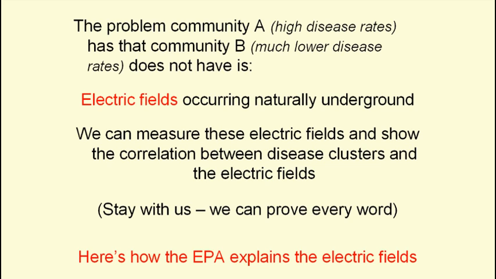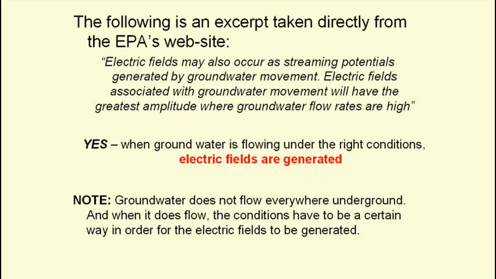And here's how the EPA explains the electric fields. The following is an excerpt taken directly from the EPA's website. Electric fields may also occur as streaming potentials generated by groundwater movement. Electric fields associated with groundwater movement will have the greatest amplitude where groundwater flow rates are high. Yes, this is correct. When groundwater is flowing under the right conditions, electric fields are generated. But groundwater does not flow everywhere underground. And when it does, the conditions have to be a certain way in order for the electric fields to be generated.